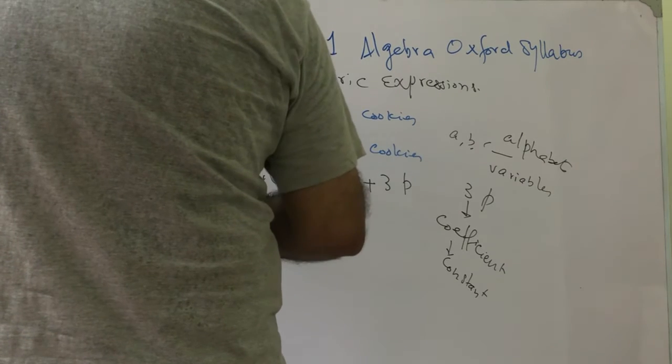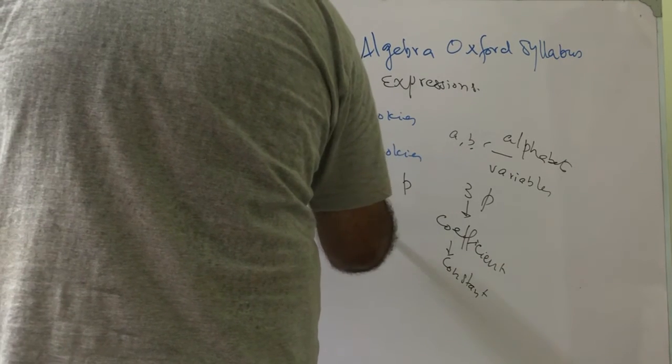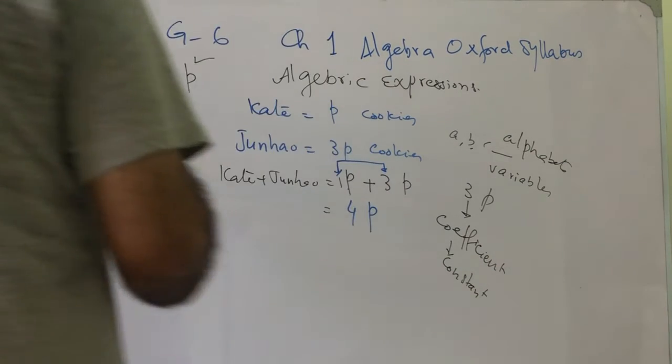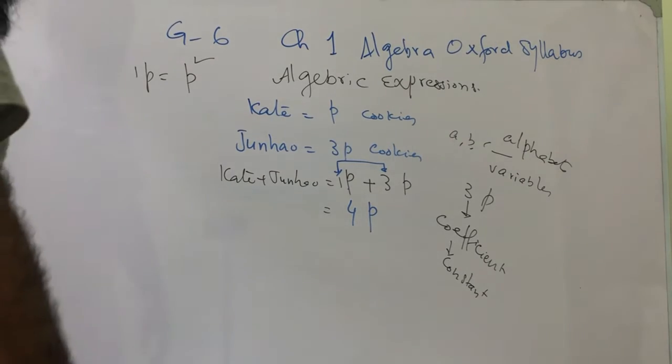So we just need to add the constants. This 1 will be added to 3. It becomes 4. This p remains one time. Okay. So 1p plus 3p is equal to 4p. So 4p is the answer: Kate and Junhao will have altogether 4p cookies with them.